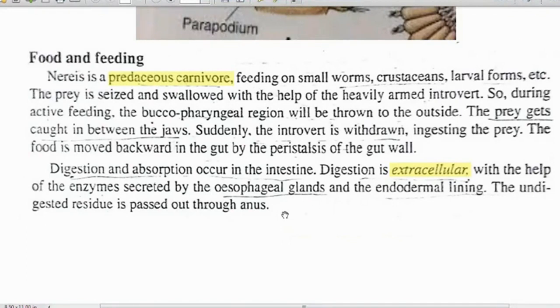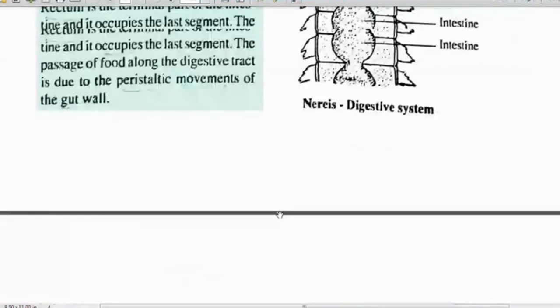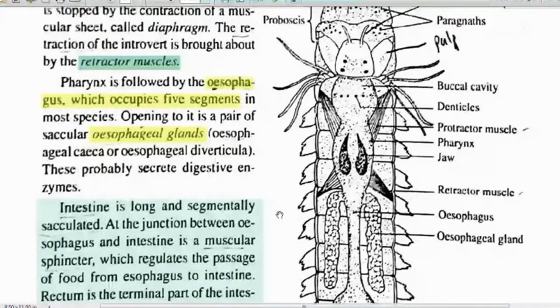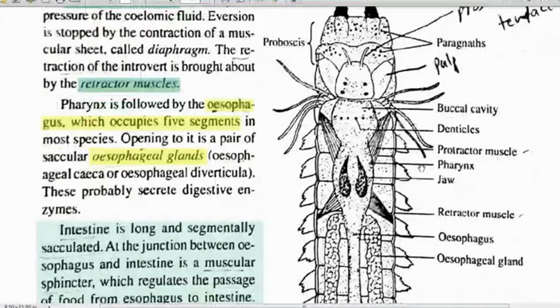So this is about the digestive system and mode of digestion occurring in Nereis. This is an important chapter. It is often asked in the university exam, and this diagram is very important. You have to draw this diagram while answering the questions. So I hope you understood the topic very well.